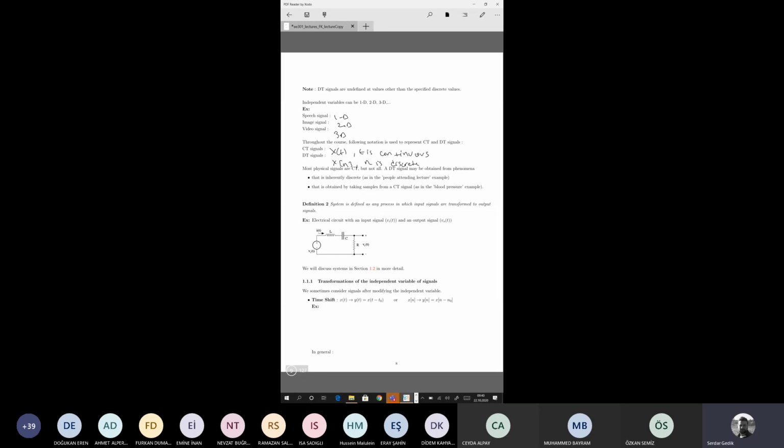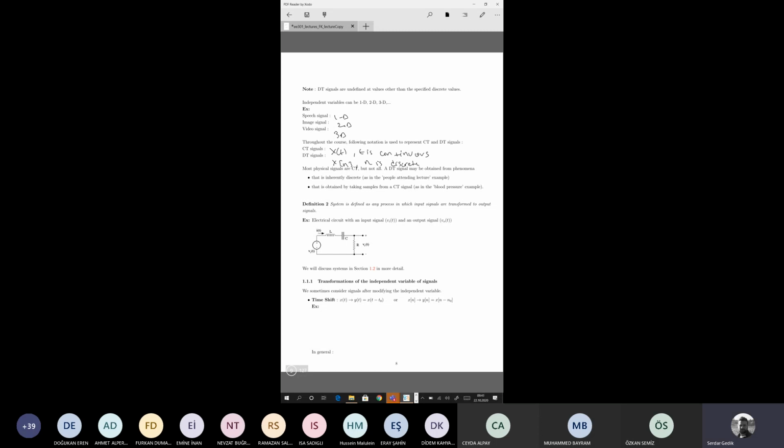Or you can obtain a discrete time signal by taking samples from a continuous time signal, just like the blood pressure. So your blood pressure is changing in a continuous way, but you are just taking some samples from the blood pressure at specified time instances.